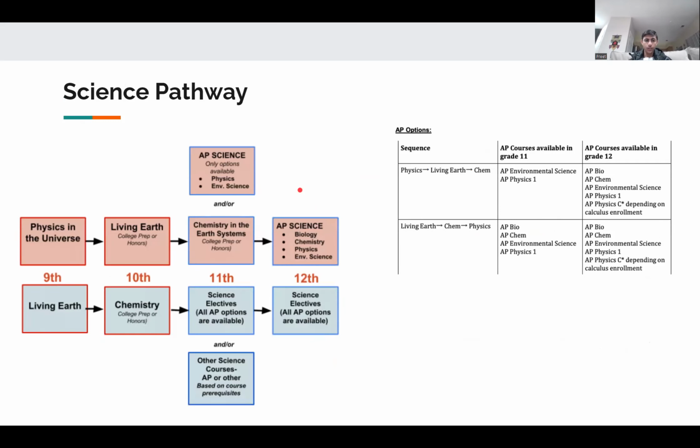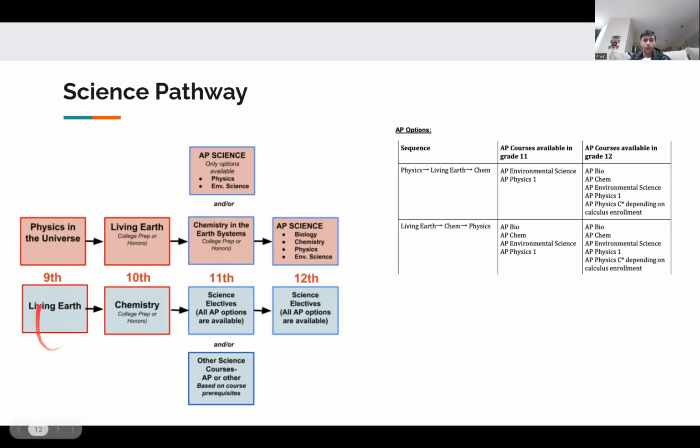Cool. Same thing for science. It starts out with living earth or physics in the universe, then chemistry, then a science, so AP physics, AP chem, AP bio, all that, and then another one of those. Now, let's say you were to take physics in the universe in 9th, then you have to do living earth, then you can take chemistry, and then you can take your AP science class.